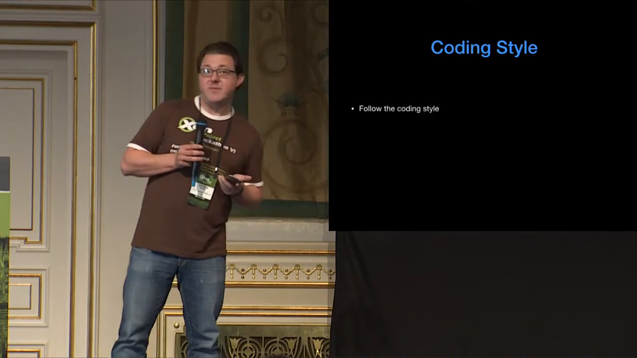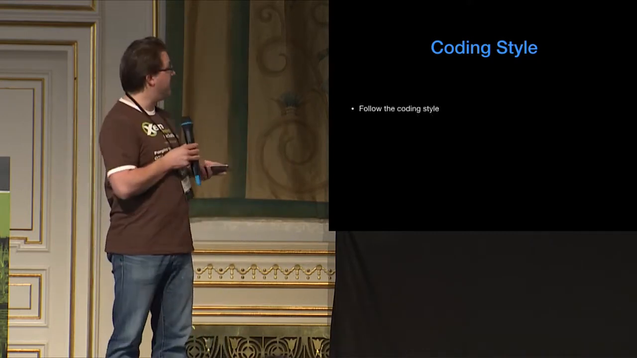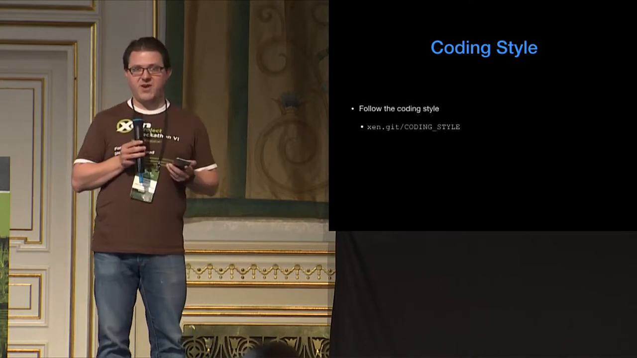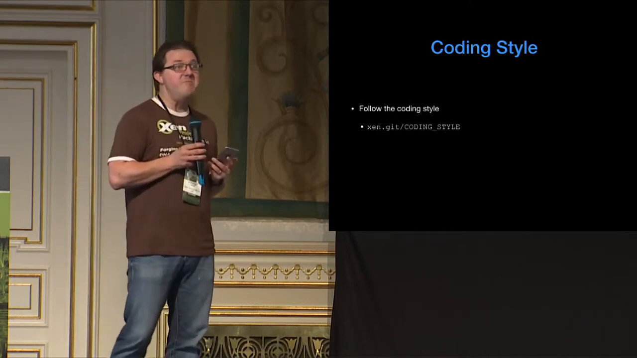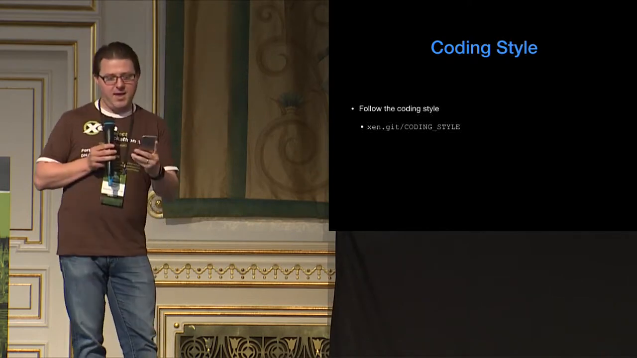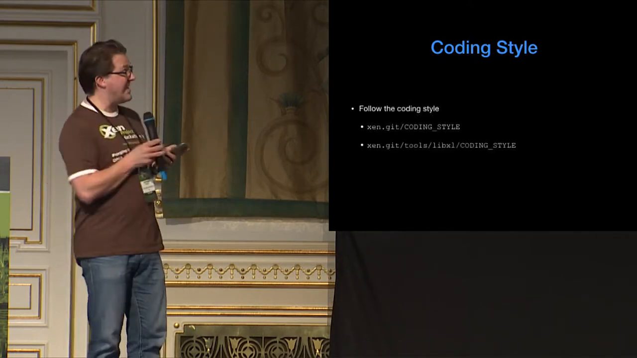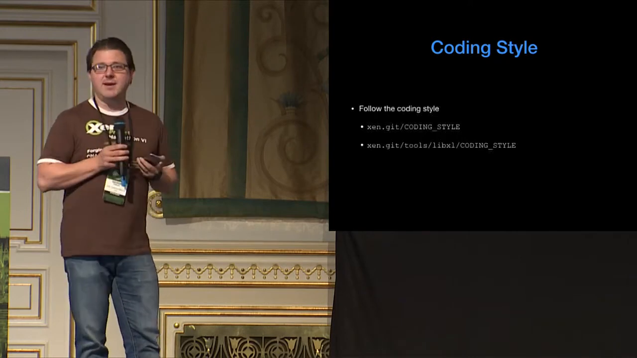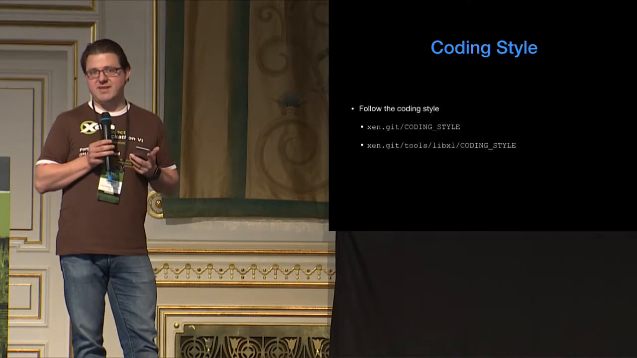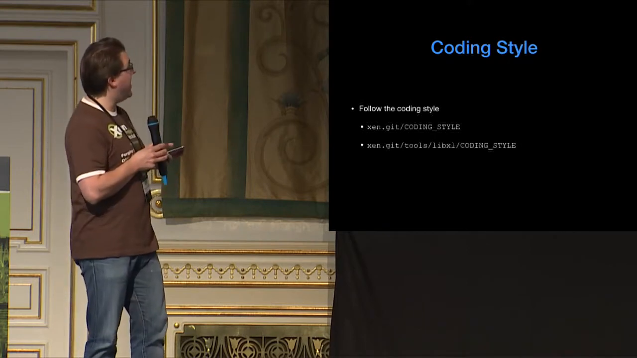Another simple thing you can do is follow the coding style. Okay, there's 2 different files. Just for fun, we have 2 different coding styles. Most of the hypervisor follows this coding style in Xen.git. libxl has its own coding style, which is slightly different. The documents aren't very long. They're pretty simple rules to follow, so just read through it and then try to follow it.